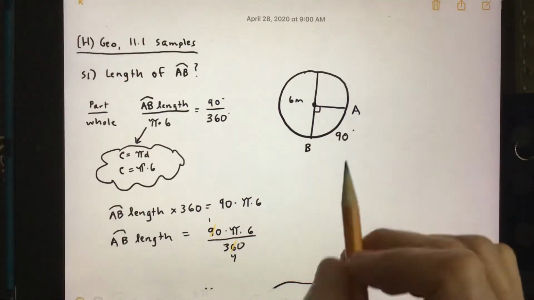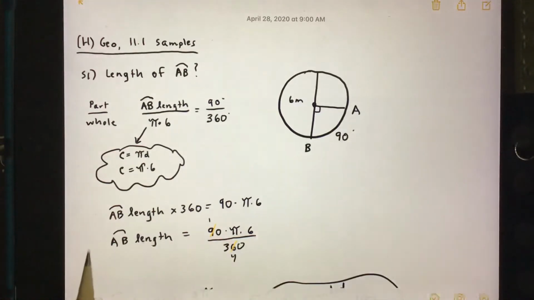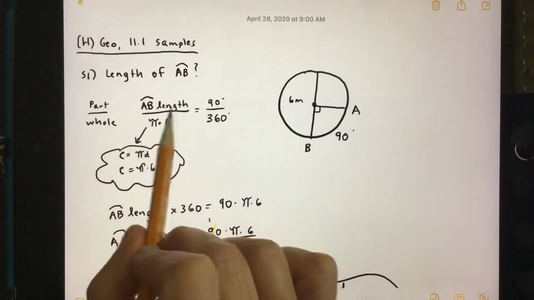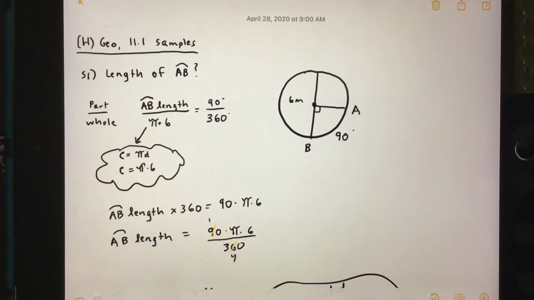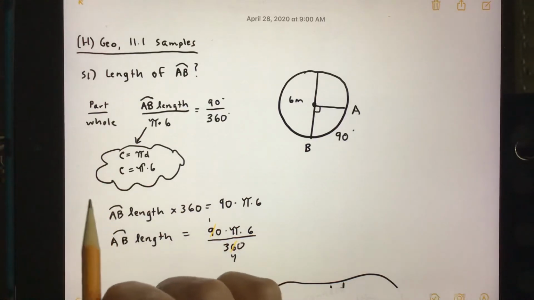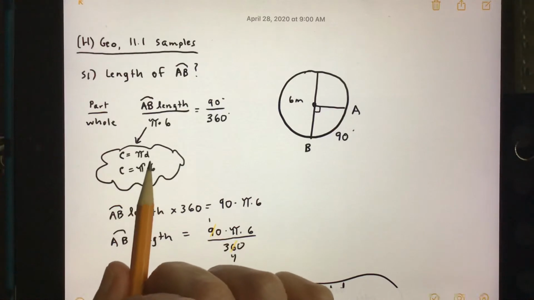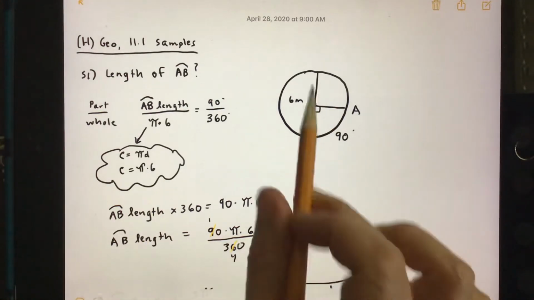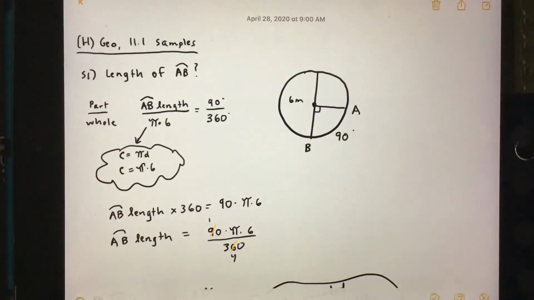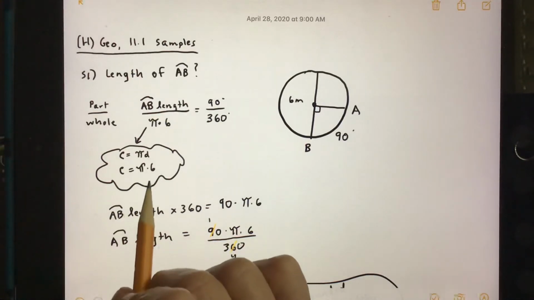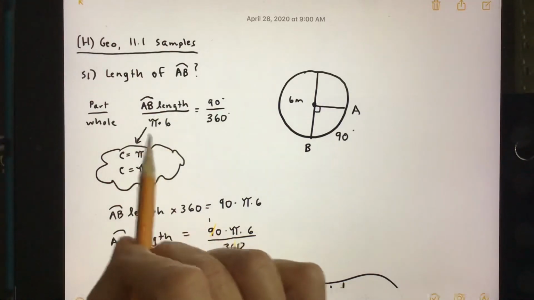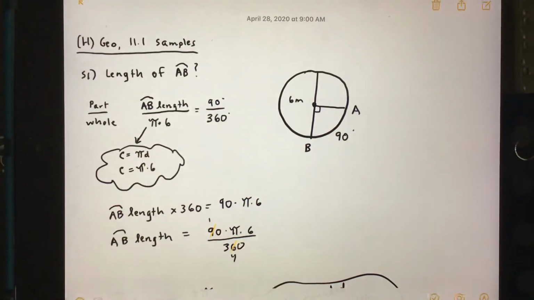Now the part that is represented by the 90 degrees, well, that part is the length of the arc AB, and that's what we're trying to figure out, so that's our variable. And the whole is the circumference of the circle. Well, the circumference of the circle we can figure out by remembering the formula. The circumference is pi times the diameter. We're given the diameter here, so that's why we're choosing the formula pi d. And we are going to plug in 6 for the diameter. That's where this pi 6 comes from. This is representing the circumference of the entire circle.